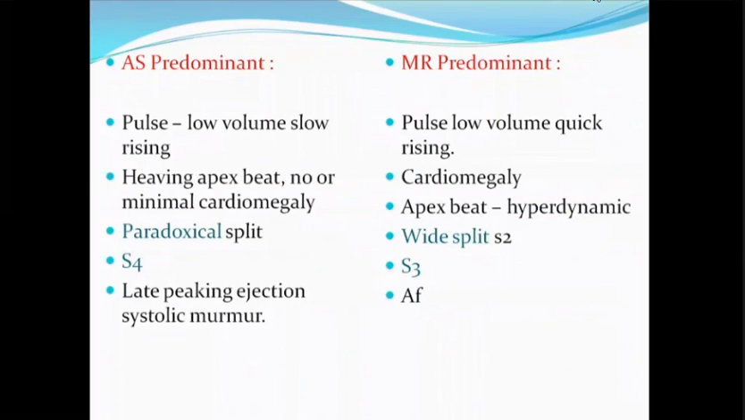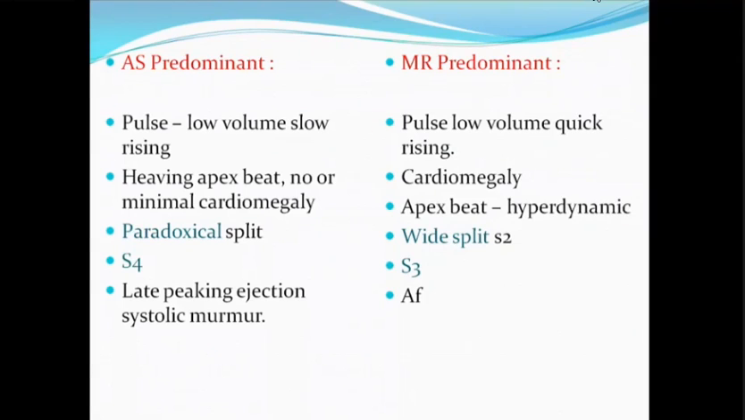So these are the differentiating features when both lesions are present, to decide which lesion is predominant. If these findings are there, like low volume, slow rising pulse, heaving apex beat, no or minimal cardiomegaly, paradoxical split of the second heart sound, presence of a fourth heart sound or late peaking ejection systolic murmur, then these patients have AS more predominant compared to mitral regurgitation.